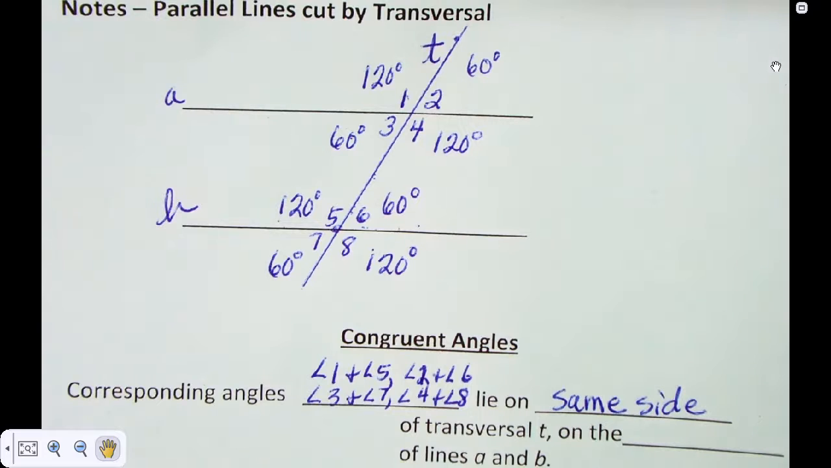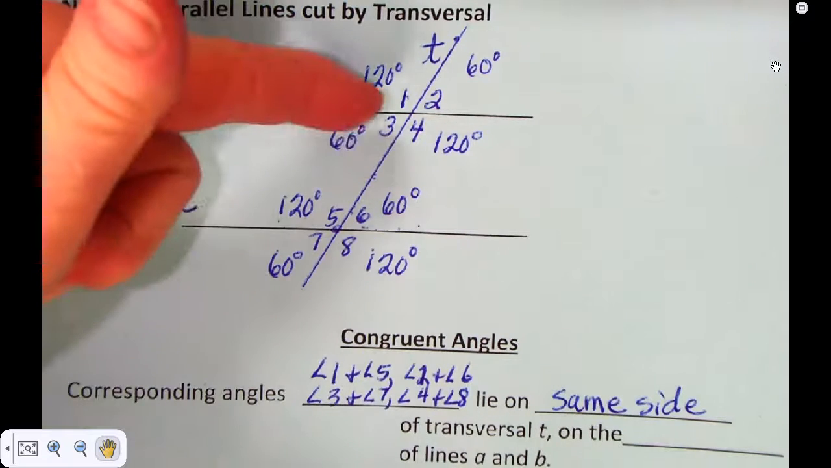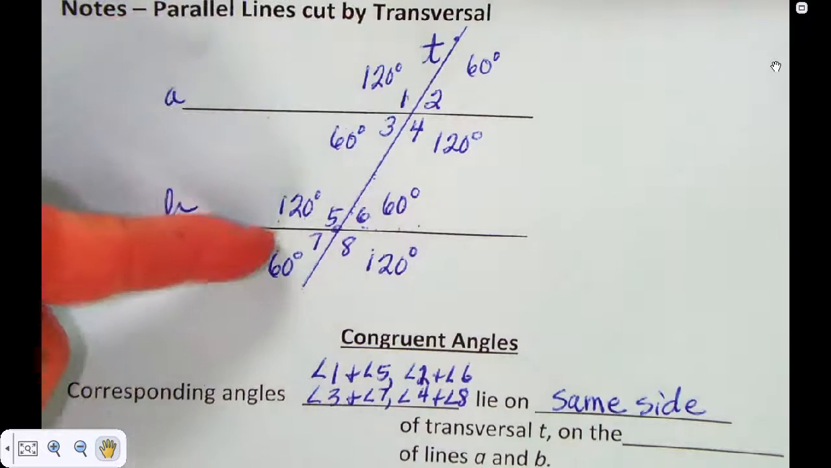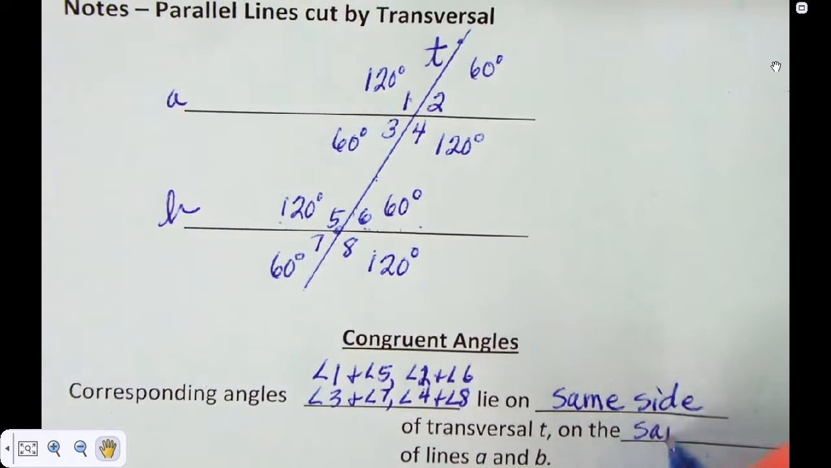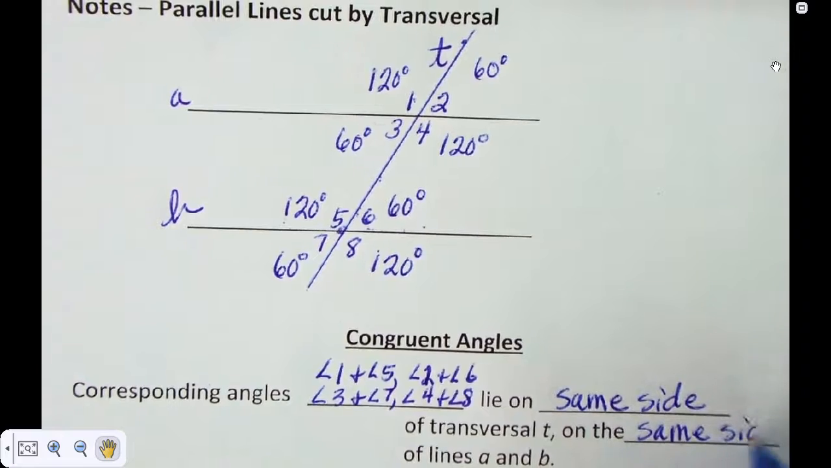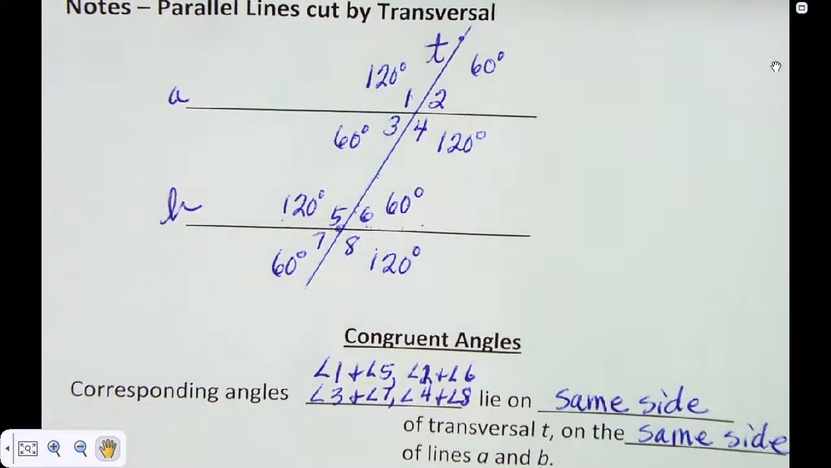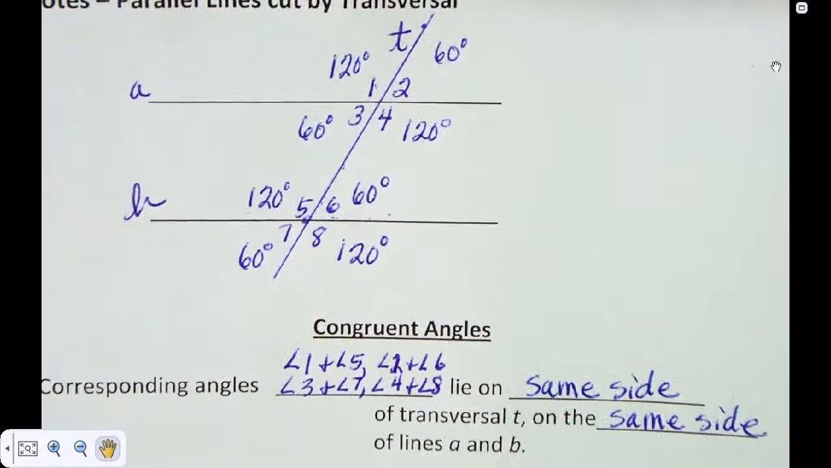On the what? 1 is above A. What's 5? Above B. So they're on the same side of lines A and B also. If it's below, it's below. They're both below. Or above, above. Does that make sense?